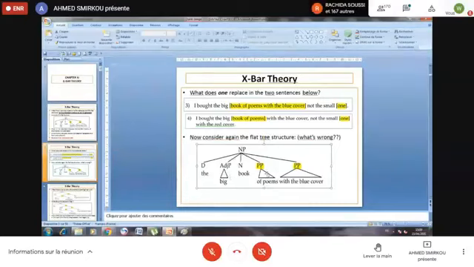One does not replace the phrasal category, because it does not replace the adjective phrase big, does not replace the first preposition phrase of poems, does not replace the second preposition phrase with the blue cover, and does not replace the whole NP, the big book of poems with the blue cover. So it does not replace any phrase that we have here, and it does not replace the lexical category. One does not replace the determiner, and does not replace book, only book, the noun.